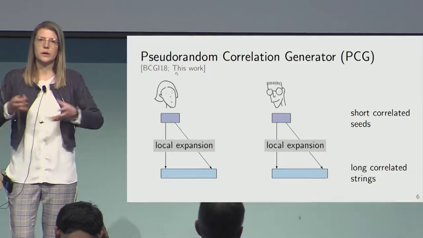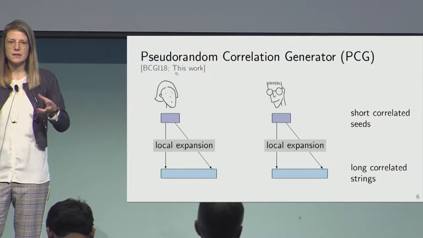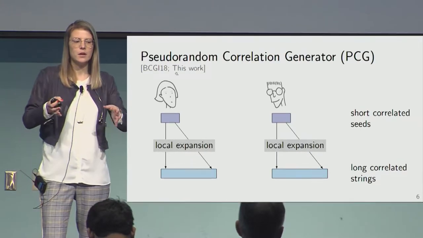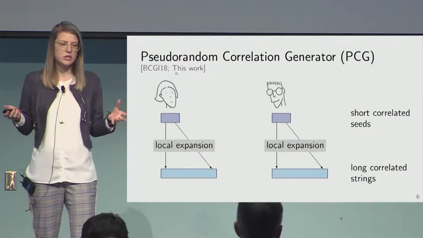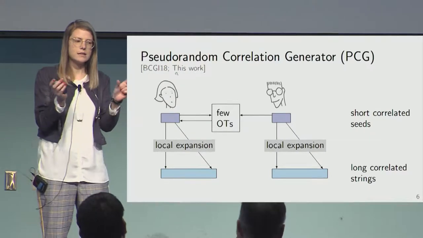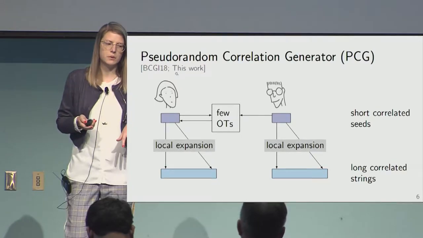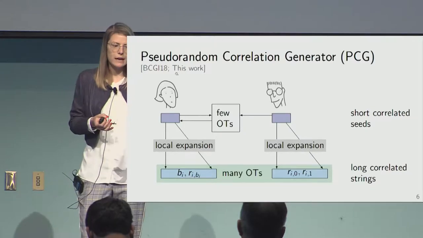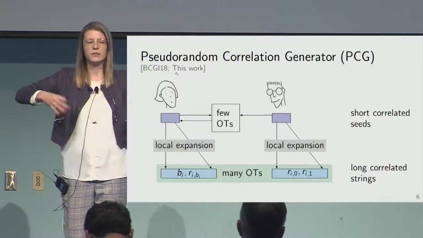And how do we do this? What's the tool to achieve this? So this is so-called pseudorandom correlation generators, where Alice and Bob have short seeds that are correlated in some way, and then they can locally expand them to get long correlated pseudorandom strings. And how does this help us for what we want to achieve? Well, if you think about it, because the seeds are only short, a few OTs are sufficient. We only need a few OTs to exchange the seeds, and then the parties can locally expand them, without any communication. And then if the correlation we have a PCG for is the OT correlation, then the long strings will be many, many OTs that then can be used by the online phase for efficient online computation.